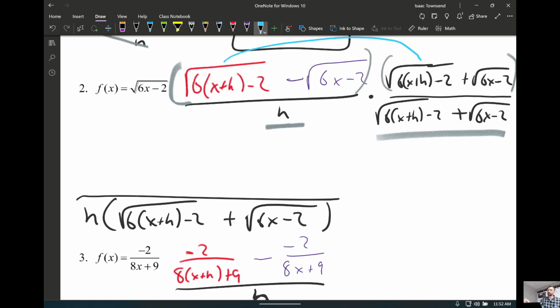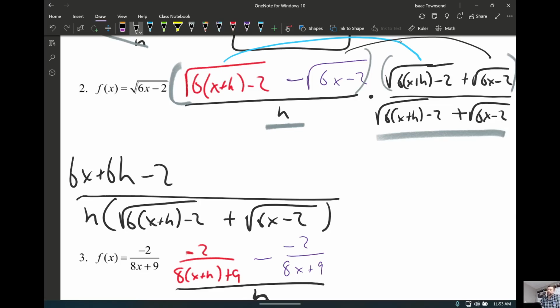So first part of FOIL, the square root of something times the square root of itself just gives you that something. I'll go ahead and distribute the 6 while I'm at it. The outer and inner part of FOIL are going to cancel, so if you know that, you can skip that step. If you don't know that, you need to write them and then see that they add to 0. And then the last part of FOIL.